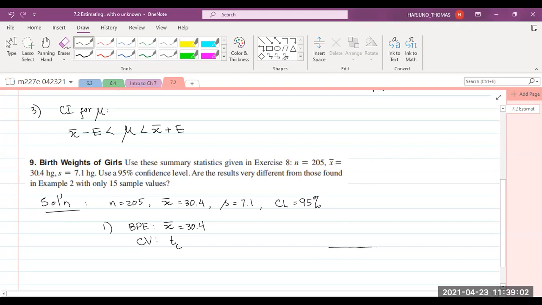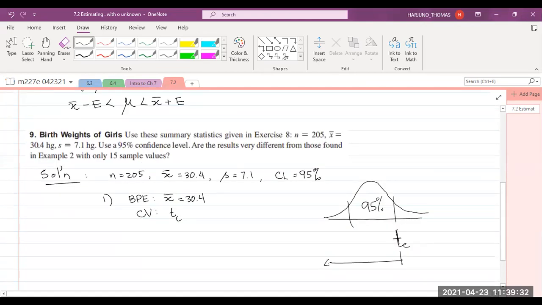Now, what is the T distribution? The T distribution is very similar to the standard normal distribution. It's bell-shaped, symmetric around the mean, but it's flatter; the peak is not as high as the normal distribution. Now we need 95% in the middle. This is our T critical here, such that the area to the left is the remaining one tail area plus 95%, that's 97.5%.